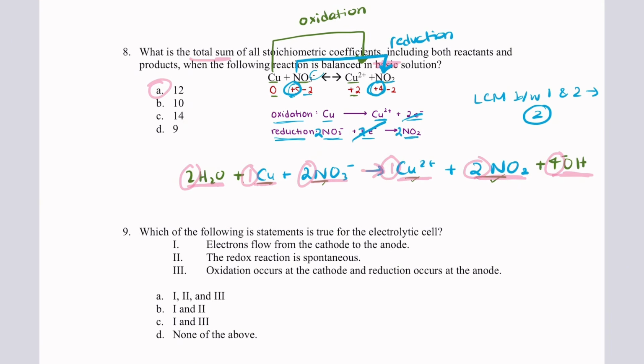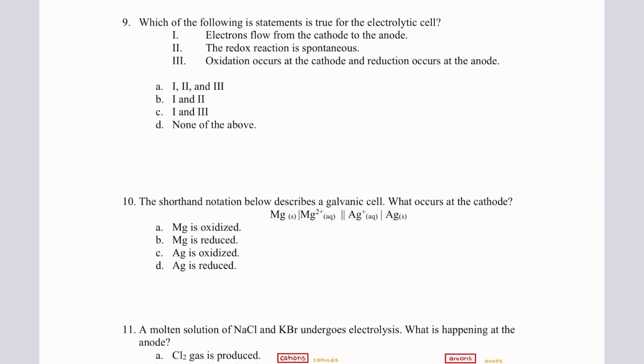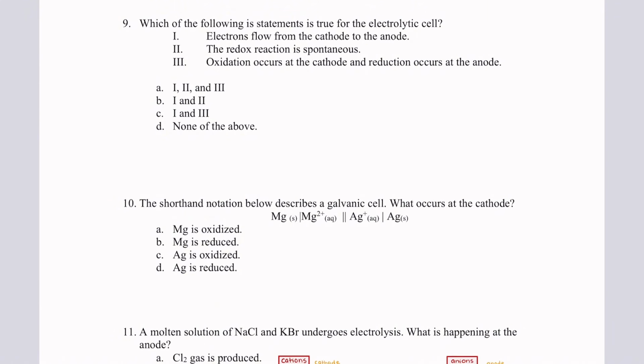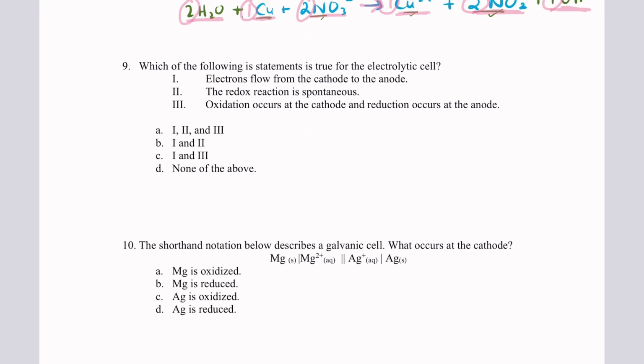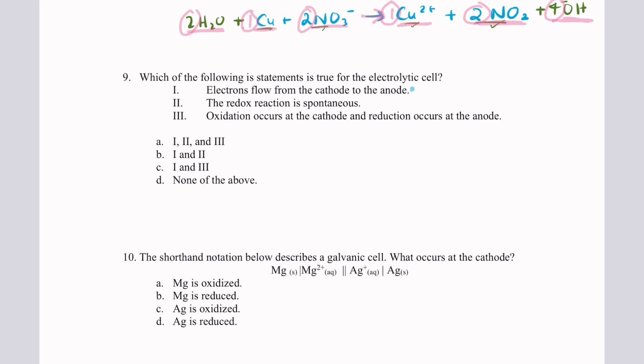Problem 9 says, which of the following statements is true for the electrolytic cell? The statements given are: electrons flow from the cathode to the anode, the redox reaction is spontaneous, and oxidation occurs at the cathode and reduction occurs at the anode. So let's work through each statement.